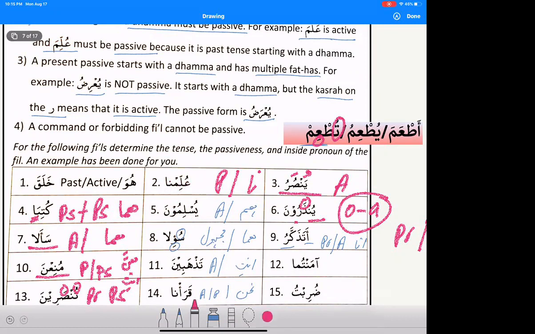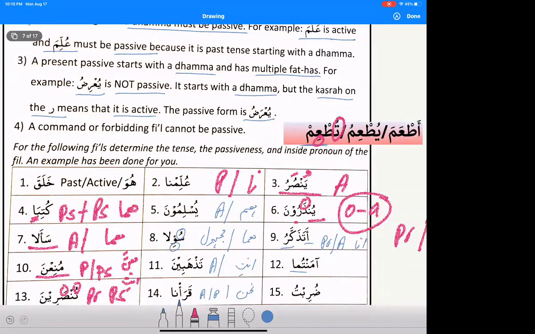Okay, now we are on amantuma. So is that past or present? Active. Tuma is a big giveaway that this is past. We do not have tuma in present tense, do we? No. So this is a good giveaway that this is past tense.